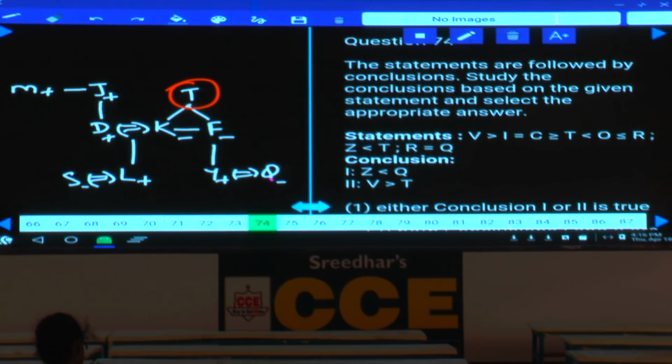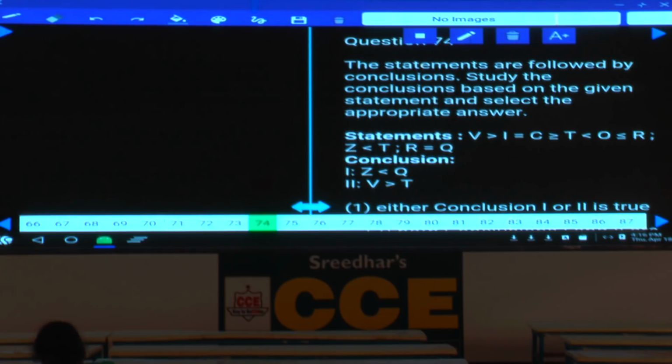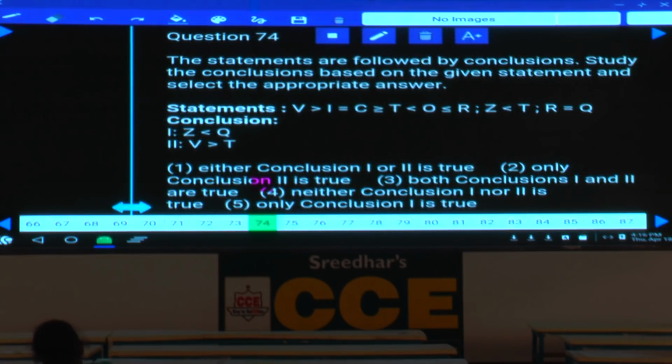Then question number 74 to 78, these 5 are based on coded inequalities. Now in this one, 74 to 78, the first one, the relation between Z and Q. Z is here and Q is here. Tell me what is the element which is common here? Z and Q. Now Z is lesser than T. As T is here, we can write it as Z here, Z lesser than T.